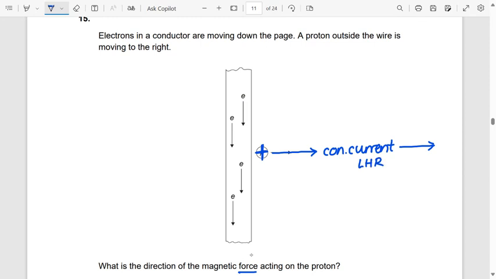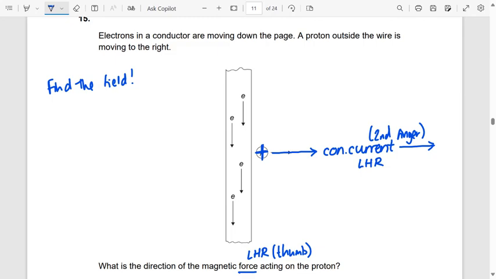That's the left-hand rule. If you're doing it with your hands, your first finger is the field, your second finger is the current, conventional current, and your thumb is the force. So I've got my thumb, I've got my second finger, and I now need my first finger, which is the field. So to do the left-hand rule, I need to find the field.